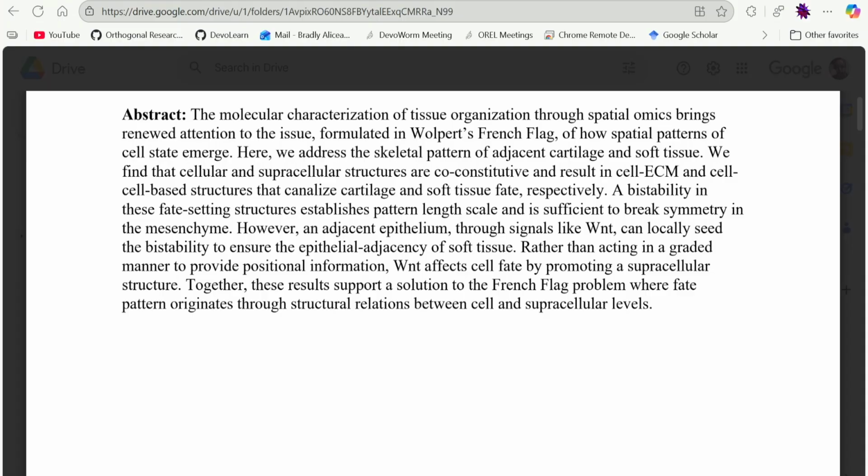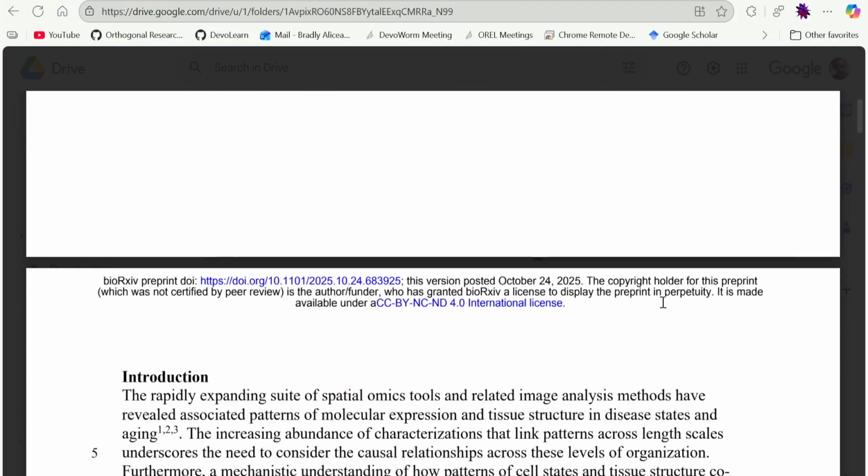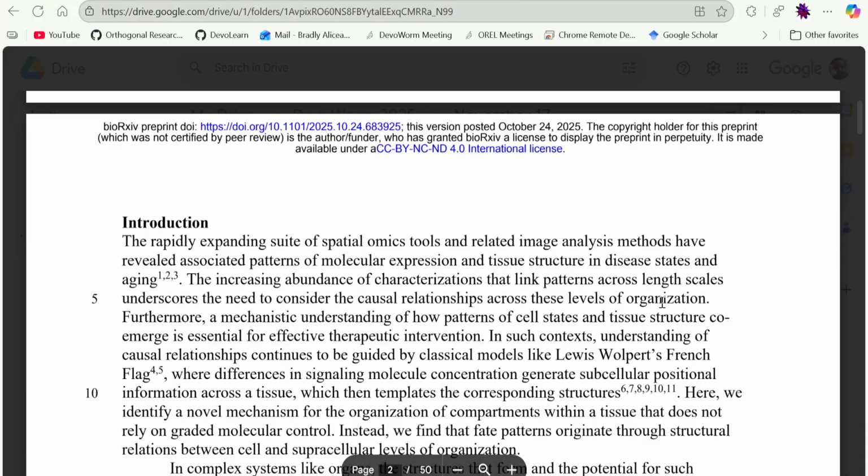So you have cells acting on their own. You have these supracellular mechanisms acting on the cells, and you get this organization. So that all sounds good, but let's look at the paper a little bit more.